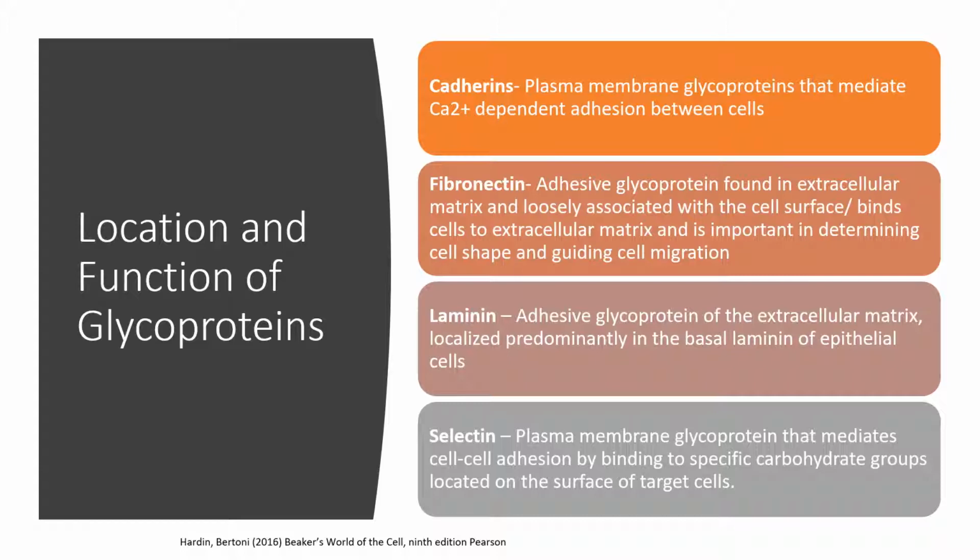migration. Then you have the laminin, which are adhesive glycoproteins of the extracellular matrix. They are localized predominantly in the basal lamina of the epithelial cells. Lastly, you have the selectins, which are found in the plasma membranes, and they mediate cell-to-cell adhesion by binding to specific carbohydrate groups located on the surface of the target cells.